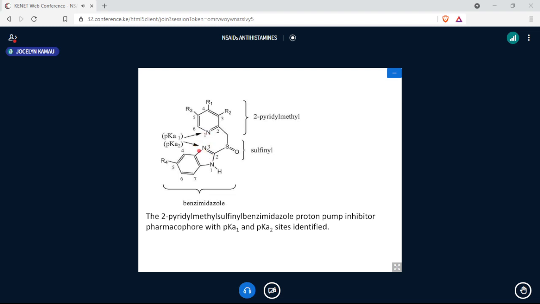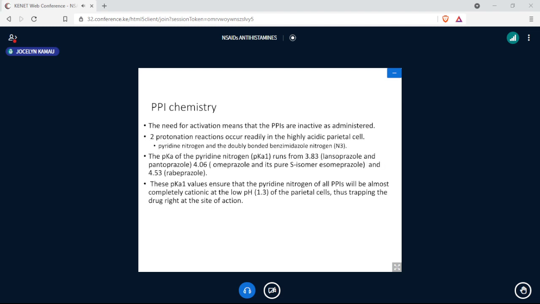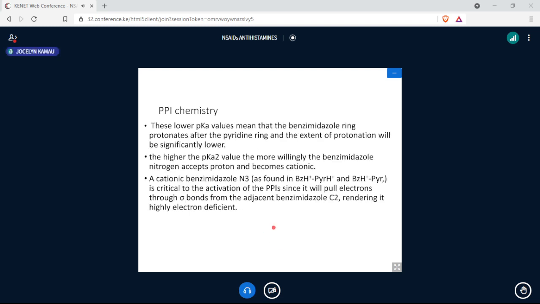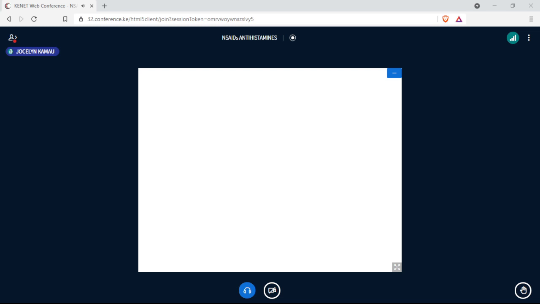So when this allows for protonation, it improves the rate and the potency of these drugs. That's what I wanted to go back to so that you understand what we are saying. Yes, a cationic benzimidazole will help render the adjacent benzimidazole carbon 2 prime more electron deficient, or more electrophilic, rendering it highly electron deficient and therefore more reactive.